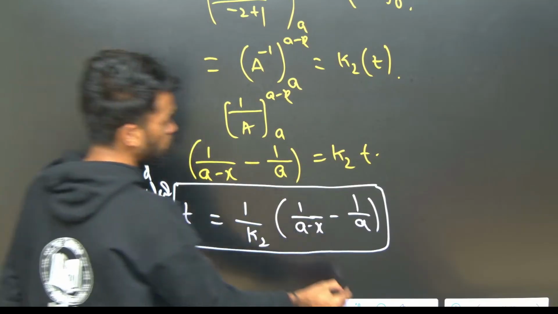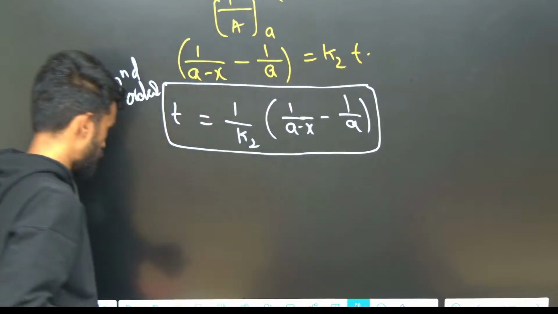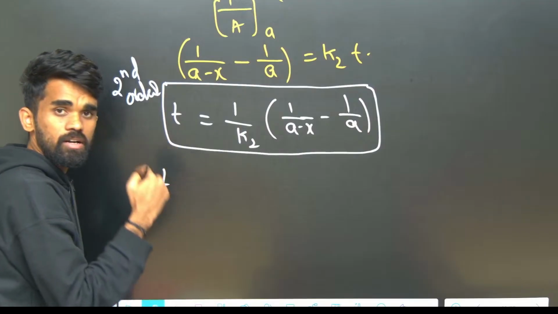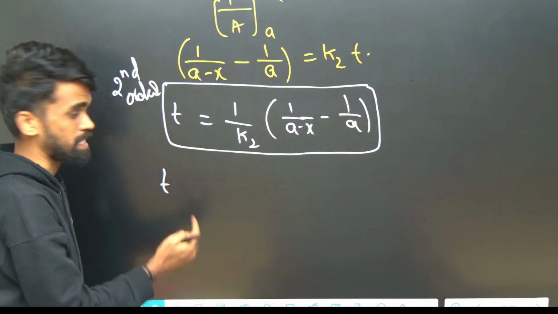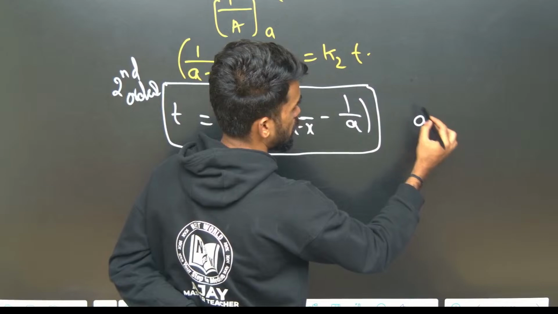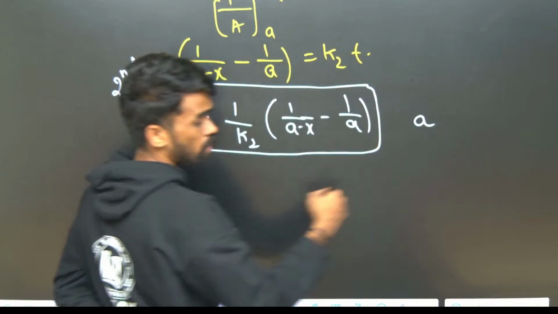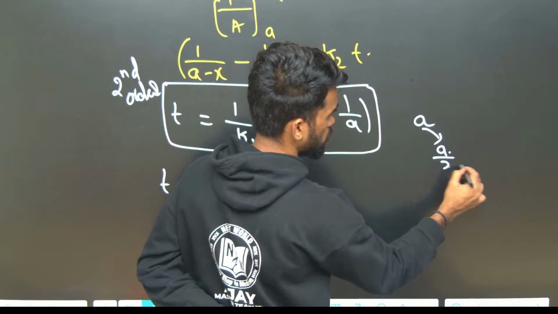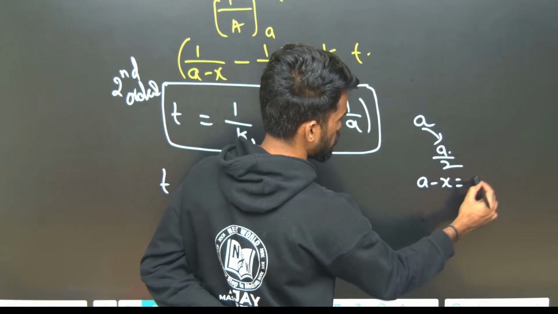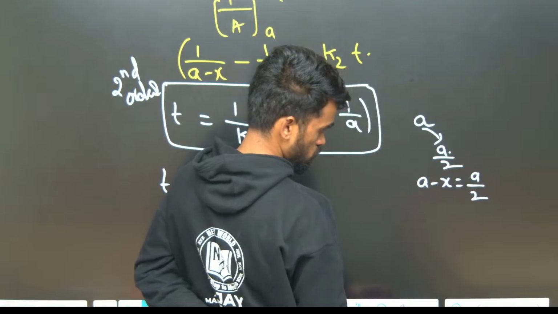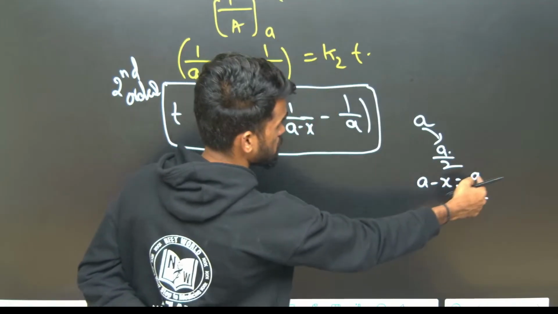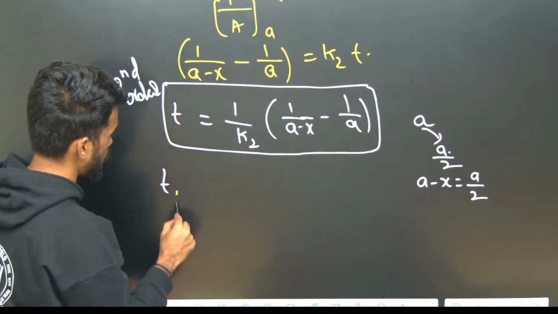Okay, so now what if I ask for T half, I mean the time required for completion of half of this reaction. It means A is the initial concentration. So the time required for half of this reaction means A should become A minus A by 2. It means A minus x will be equal to A by 2. Okay, so it means our x is A by 2, therefore you can say A minus x is also A by 2.